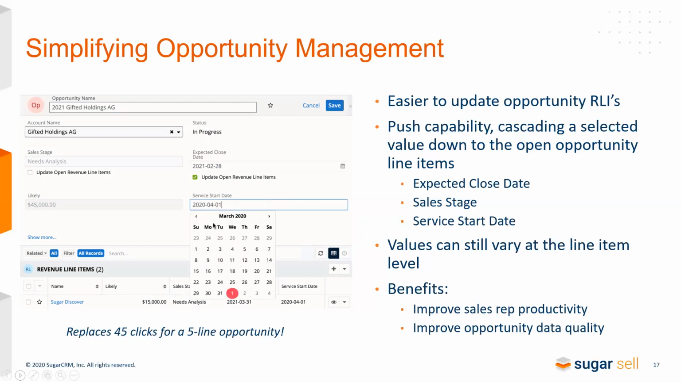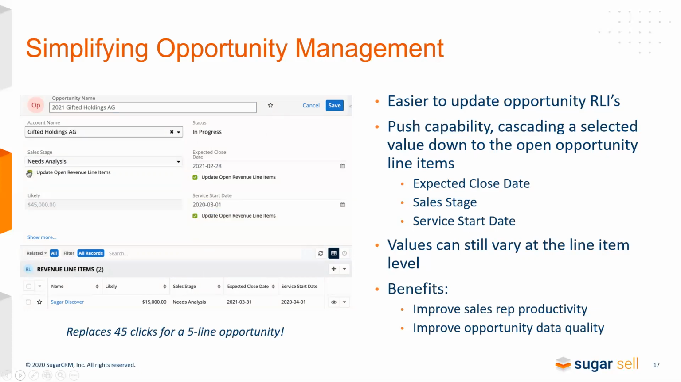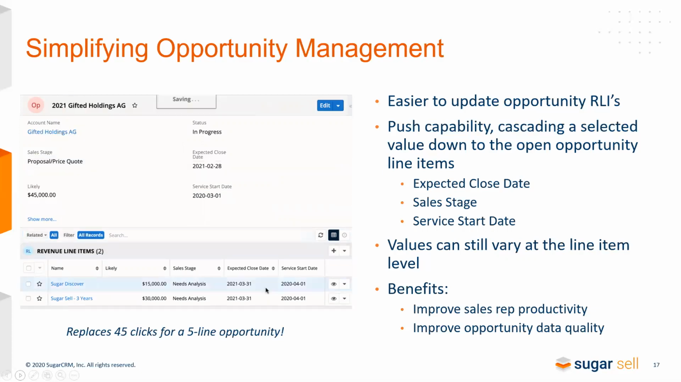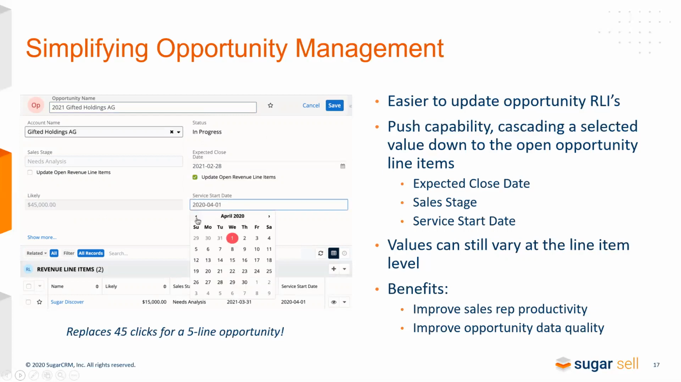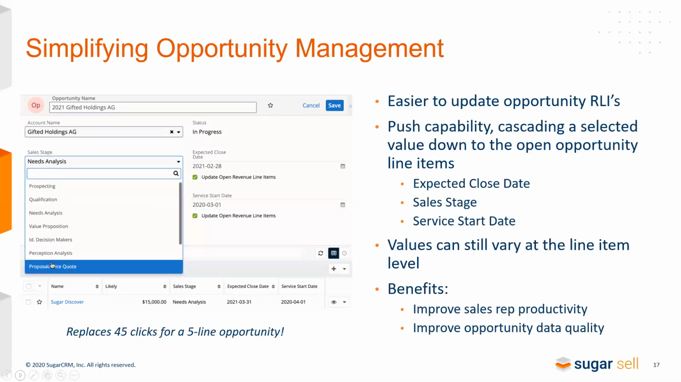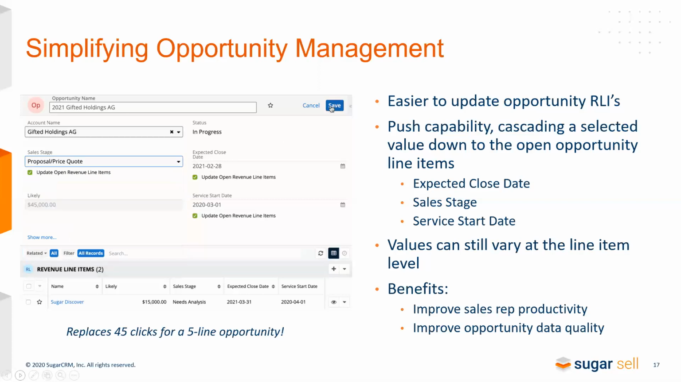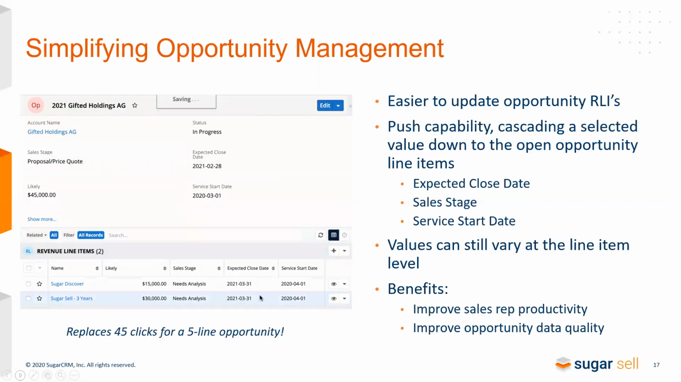So what we did is we made the ability to cascade changes that we make at the opportunity level down to the individual line items. So you don't have to do that one at a time, which is very, very cumbersome, especially if you have an opportunity with a lot of line items. So in this example here, there are 5 revenue line items associated with an opportunity. If I wanted to change the expected close date, the service start date, and the sales stage, that could be a total of 45 clicks for a 5 line item opportunity. In this case, we can do it with about 5 or 6 clicks.